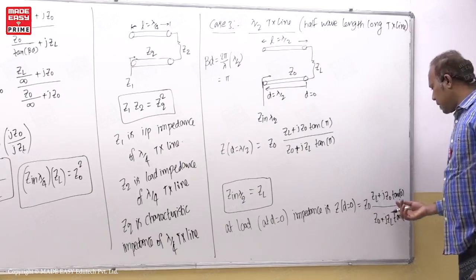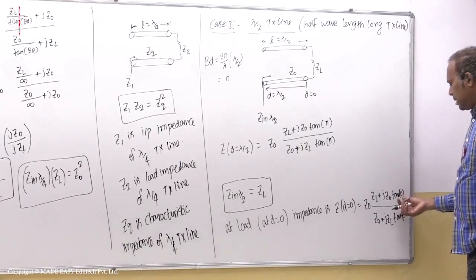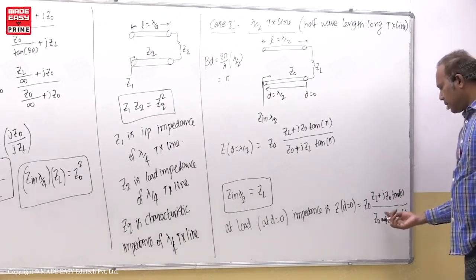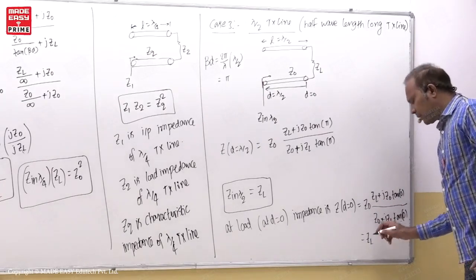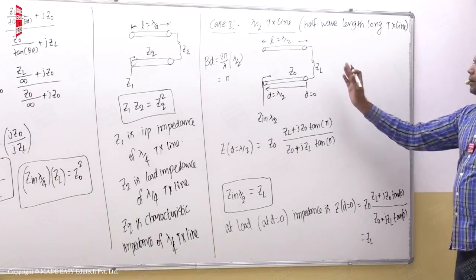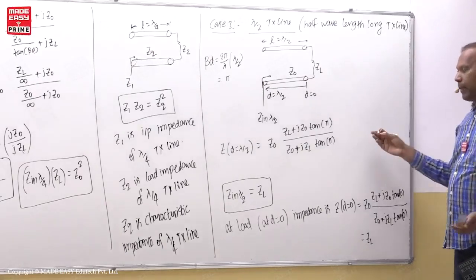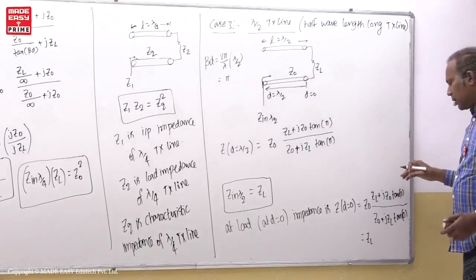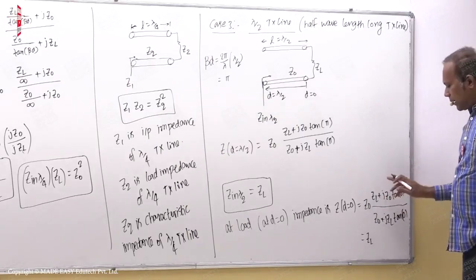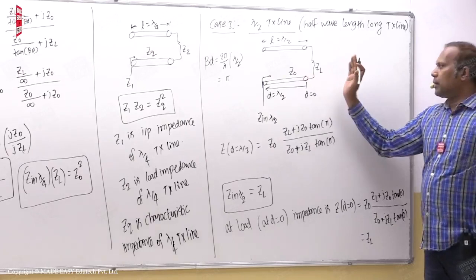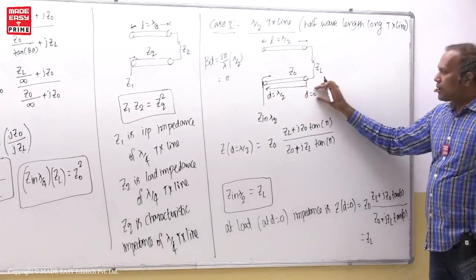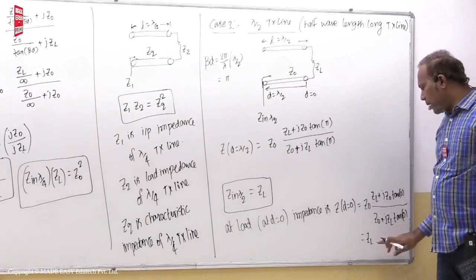So, you substitute tan beta d equal to 0, then this is 0, this is 0, Z0 cancels, so you get ZL. Actually, students, you already know that at the load the impedance is ZL, but I am telling you, if you substitute d equal to 0 in this formula, you also get ZL. Now, the conclusion is that at the load, where d is equal to 0 distance, the impedance is ZL.